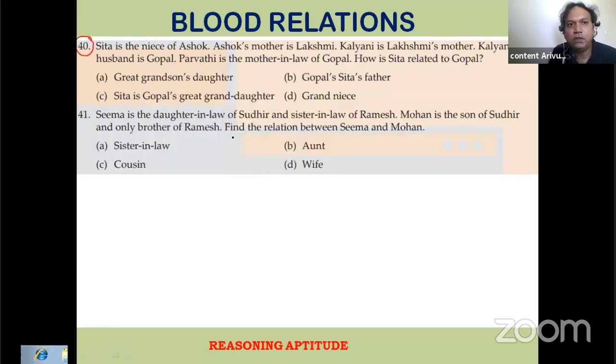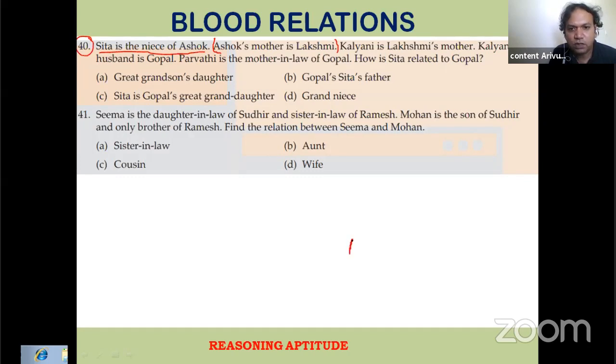Okay, let's try it out step by step, very slowly, without being in any hurry. Let's solve this question. Sita is the niece of Ashok. Ashok's mother is Lakshmi. So first of all, you should try to start with the statements which are direct statements. Ashok's mother is Lakshmi.